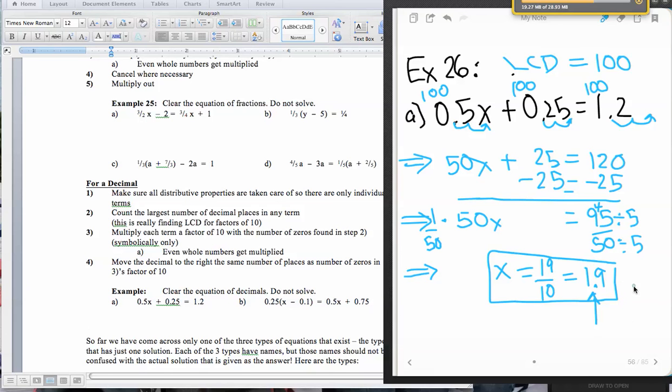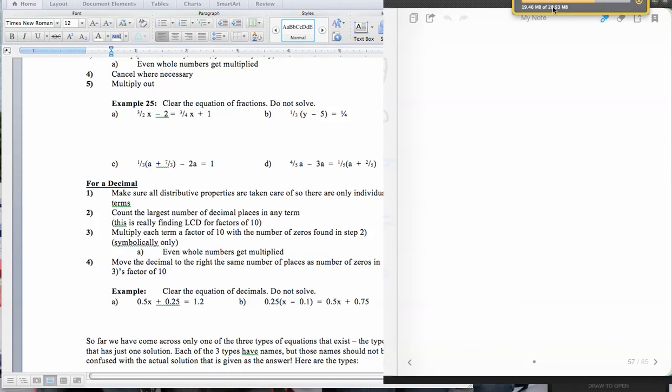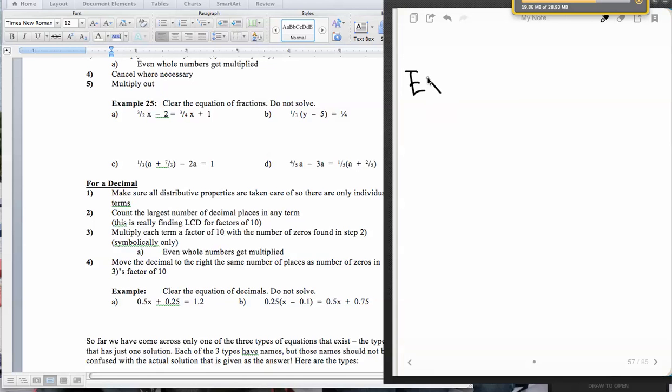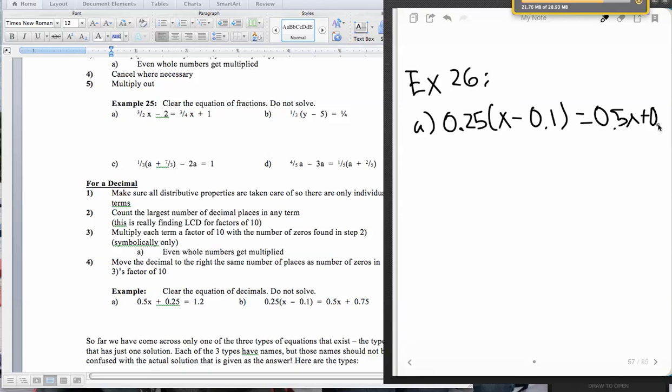My next example requires that I use the distributive property. Just like before, anytime the distributive property is there, we definitely need to make sure that we're using the distributive property. So I'm going to start out with the distributive property to distribute 0.25 over the x minus 0.1, and that's equal to 0.5x plus 0.75. We'll continue this example in the next lecture as well.